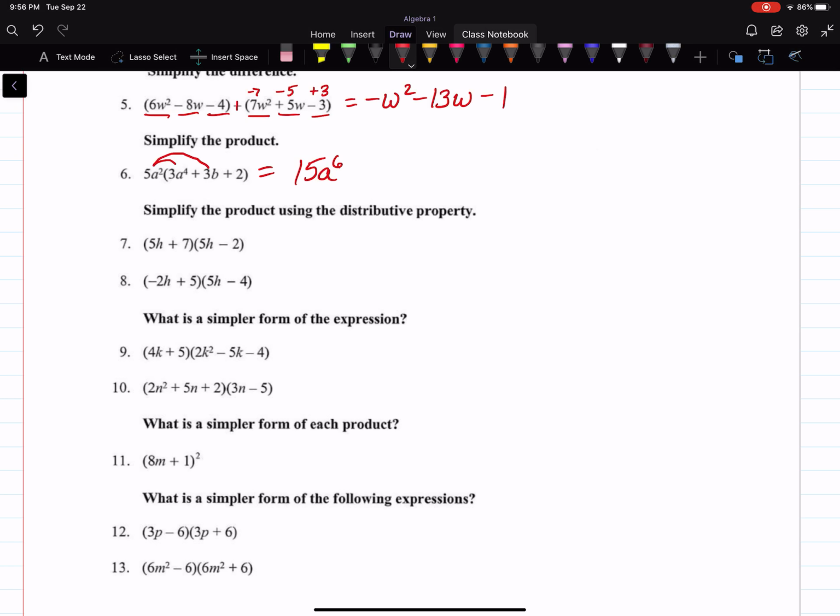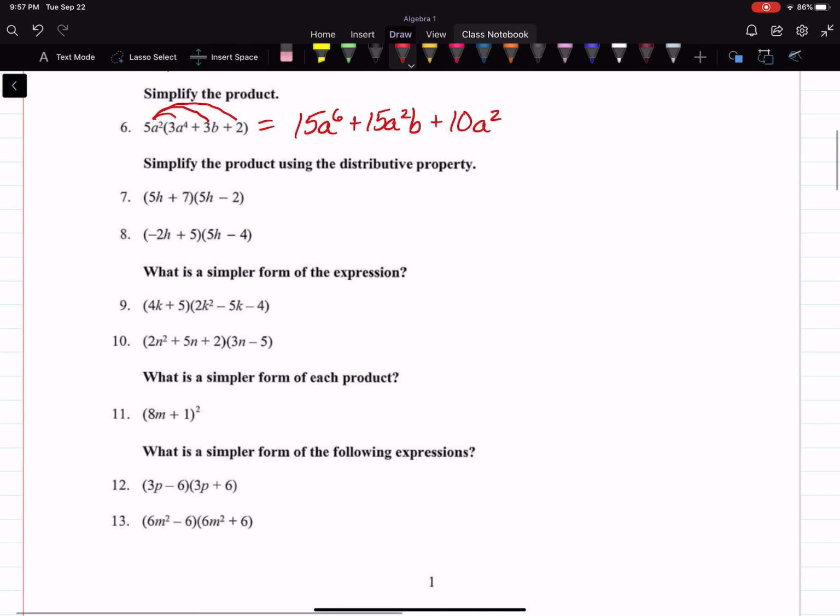5 times 3, 5a squared. 5a squared times 3b is 15a squared b. And then 5a squared times 2 is 10a squared. And that is all you do. Always look to see if you have a common denominator or a like term, excuse me. But we don't, so we just leave it like that.